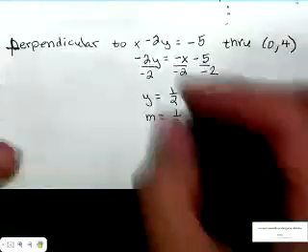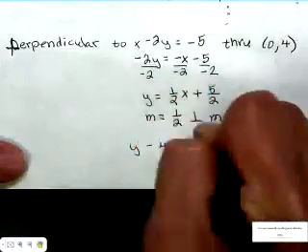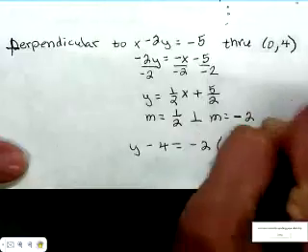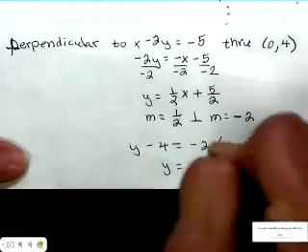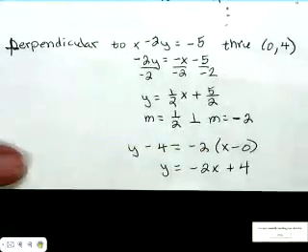So then you could use the point slope form, y minus 4 equals -2 times x minus 0. And just finish that one real quickly. Add 4 to both sides. That's the equation in slope-intercept form.